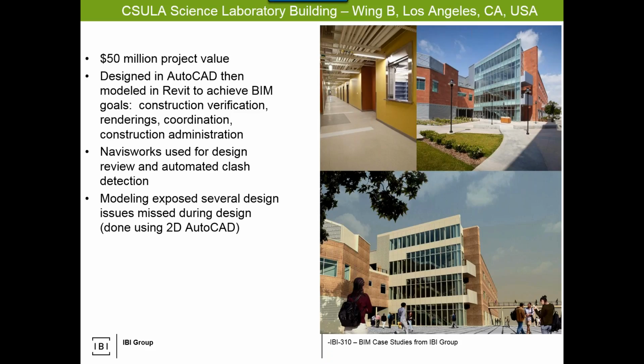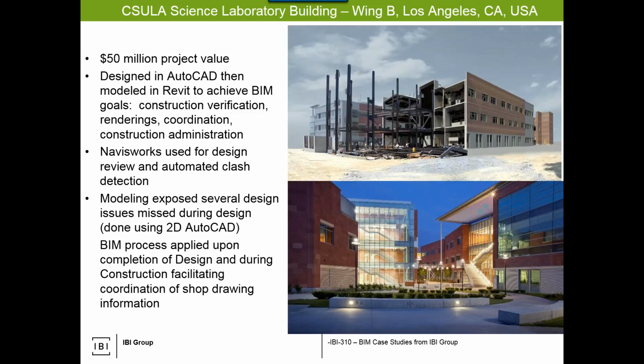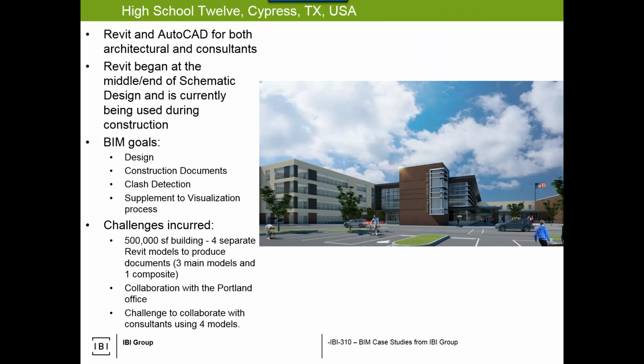They were able to expose the design issues at that cusp between design and construction, as I said, versus doing it within the built world. And then they used the model as well for shop drawing coordination. So they were able to infuse shop drawing information back into the model as it was being shared throughout the construction process. It's interesting, and I've seen several examples in my past of AutoCAD projects being BIMmed to verify the extent or the accuracy. High School 12 in Cypress, Texas, US.